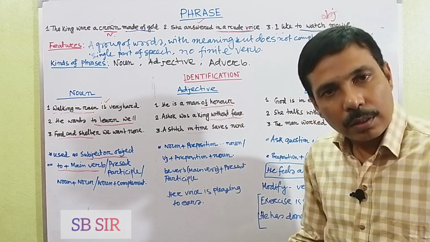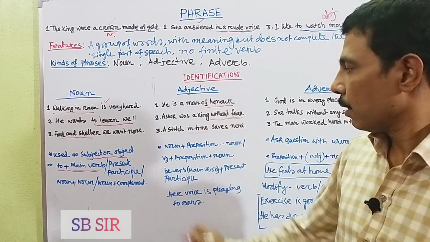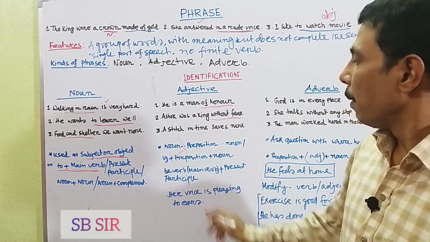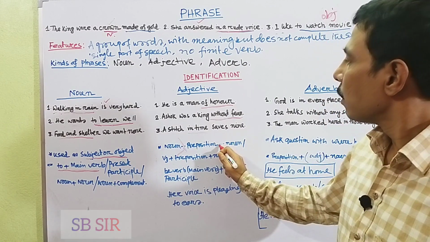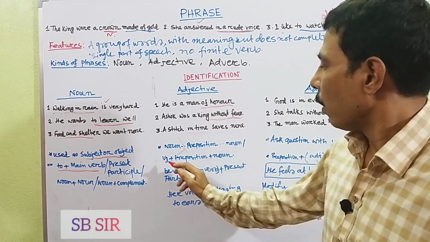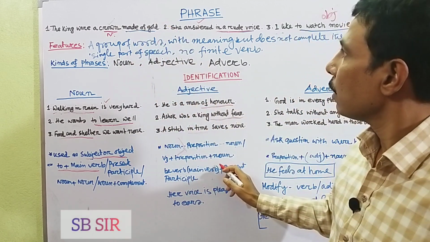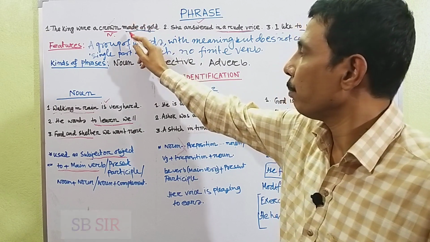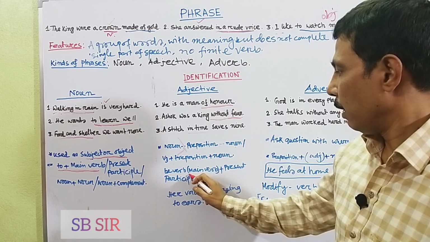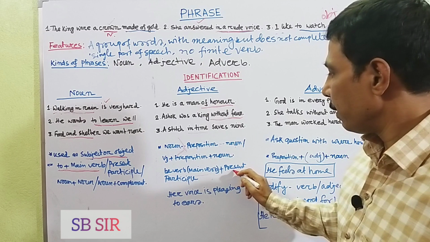Now we come to the conclusion. How can we identify an adjective phrase? After a noun comes a preposition, then any word or noun, or a verb 3 form, the past participle, then a preposition and noun, or a be verb plus main verb. When the be verb is the main verb, then the present participle form.